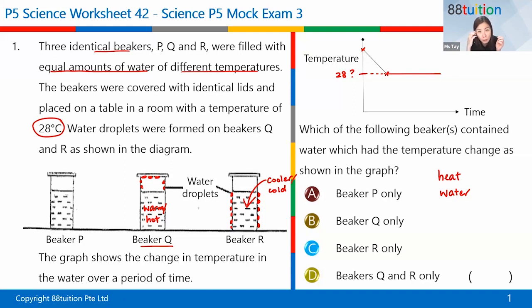Okay, so I'm not going to spend more time on this. So we are all clear. Bigger Q started off with the water inside at a higher temperature, probably about 40 degrees Celsius or maybe 45. So it started losing heat, and then reached 28 degrees Celsius.